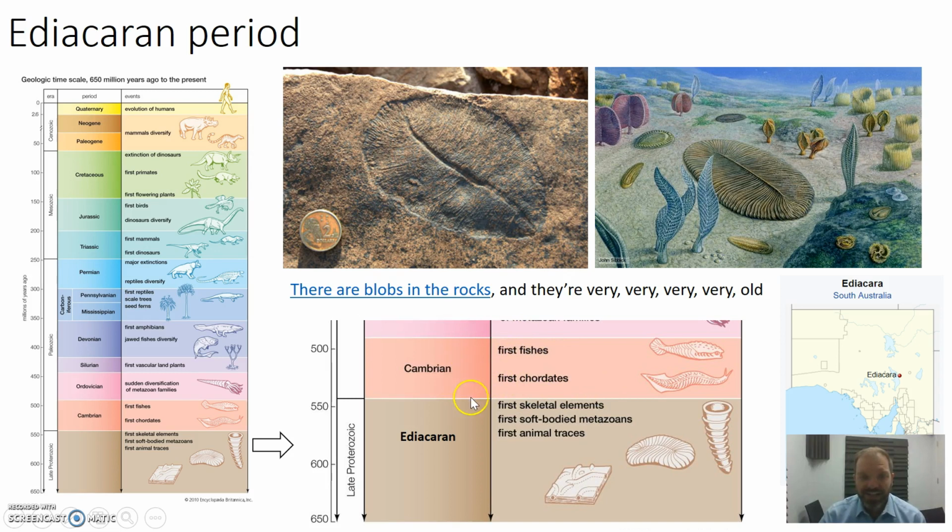Soon after the Ediacaran, we had the Cambrian period, sometimes called the Cambrian explosion, because there was a huge diversification of species at this time. This is where we start to see some of the things we might recognize, like the early fishes, and chordates, being vertebrates with a spinal cord.